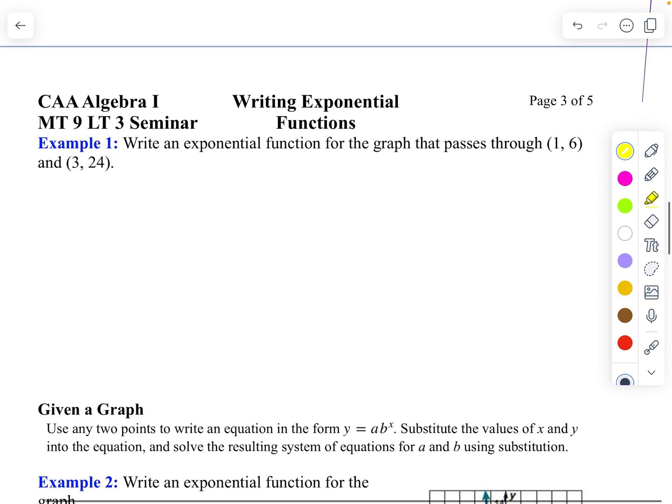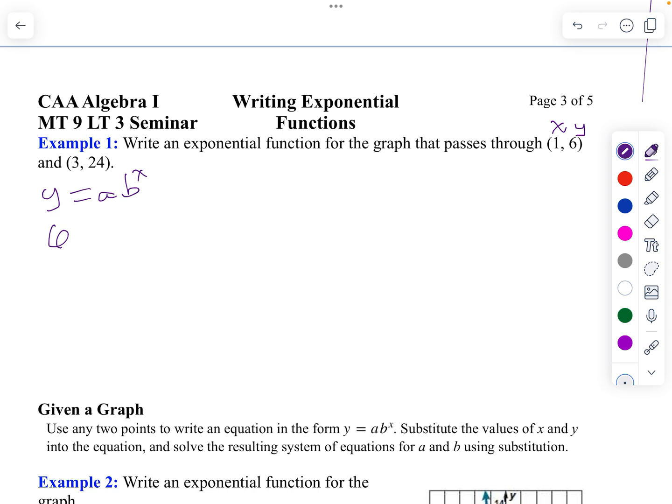So on example 1, I've got y equals a times b to the x. Notice on my first equation, I've got x and y. So I'm going to replace y with 6. I don't know a. I don't know b. That's why I can't solve it right away. But I know x is 1. Or 6 equals a times b.